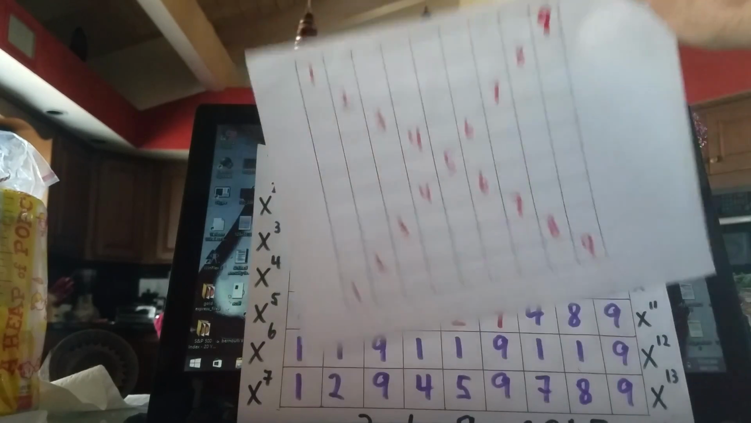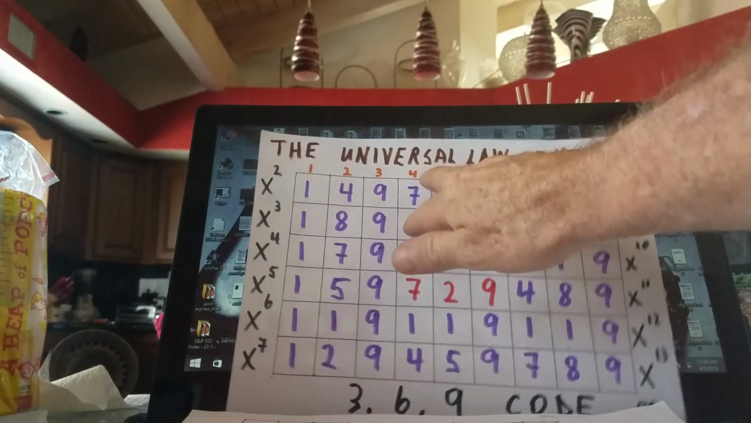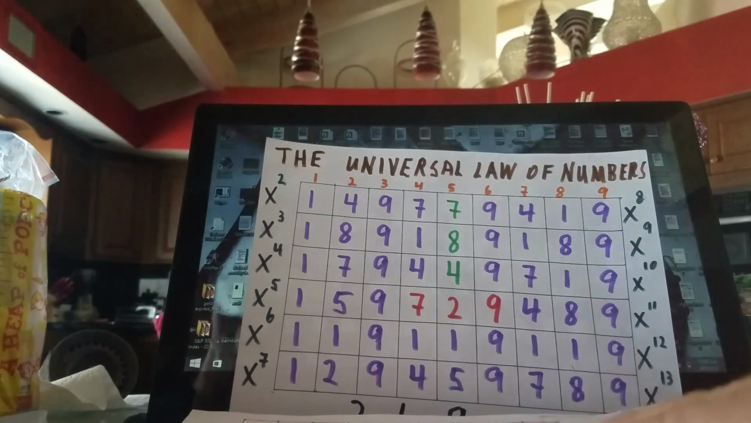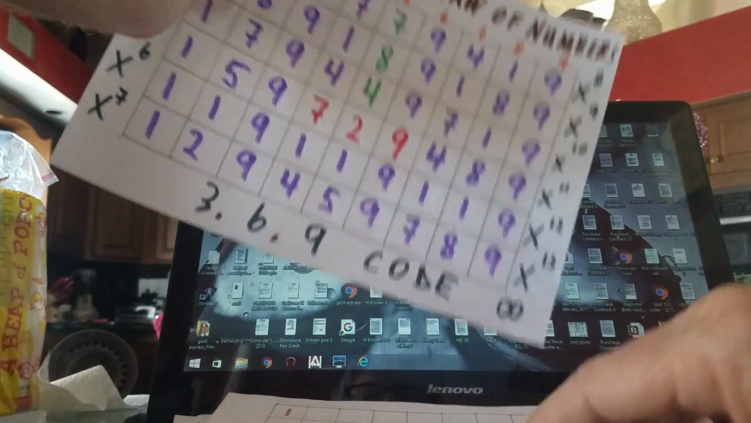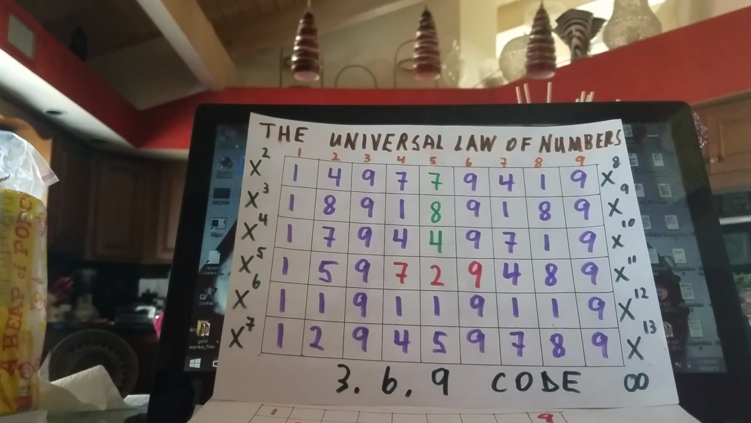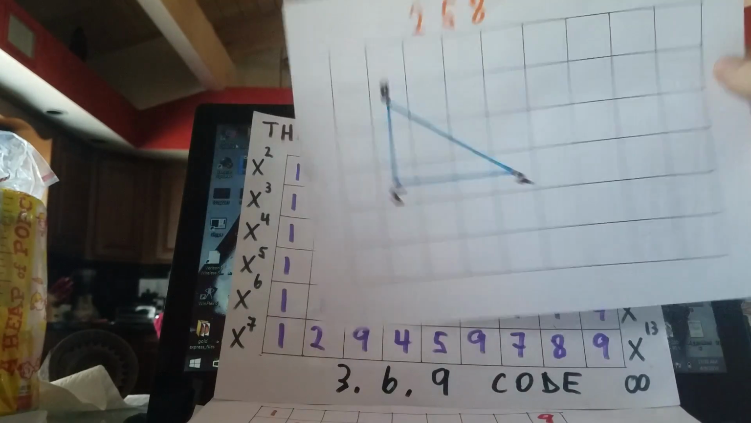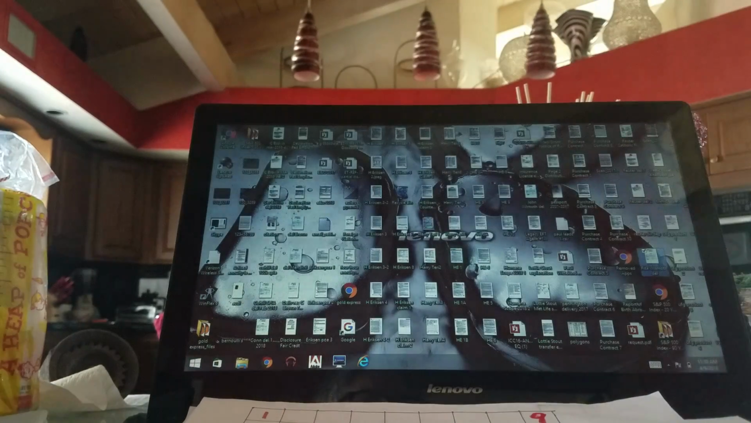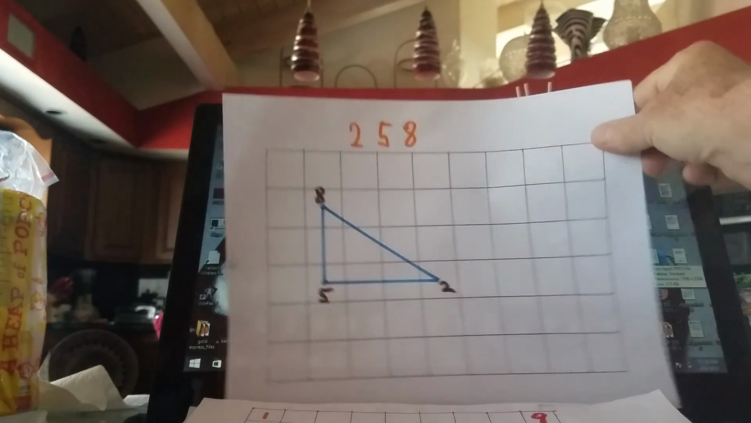And that's just the number grid. And we see the geometry and the symmetry there. And we see it in many, many ways. We see it on the universal law of numbers grid, so I'll just show you it like that. And I'll do those. We're not going to dwell upon that because I just did a video on that.